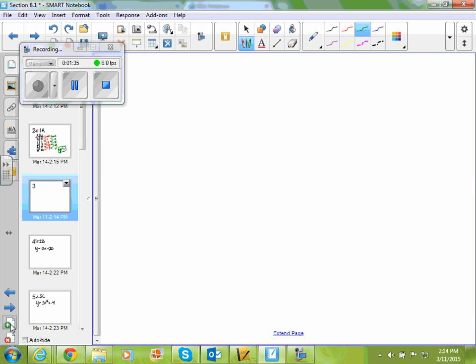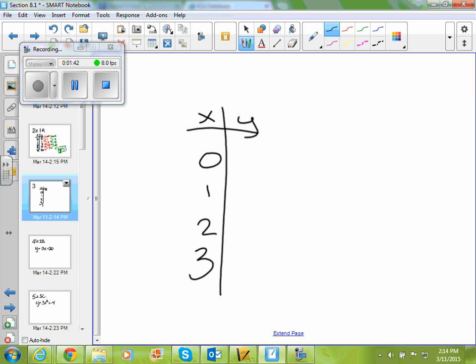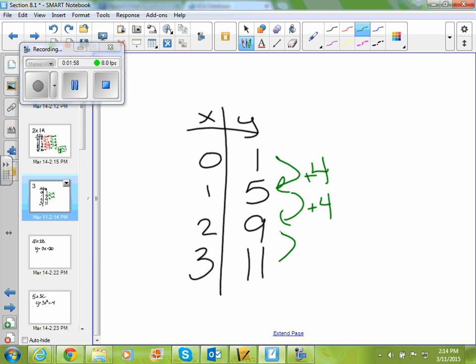Okay, so let's do another table. I'll make one up. So what do I do to get from 1 to 5? Add 4. From 5 to 9? Add 4. And from 9 to 11? 2. Okay, and we don't care about these because these are our linear differences. We care about our quadratics.